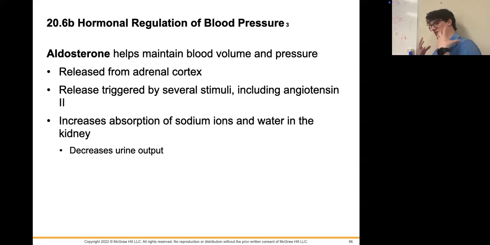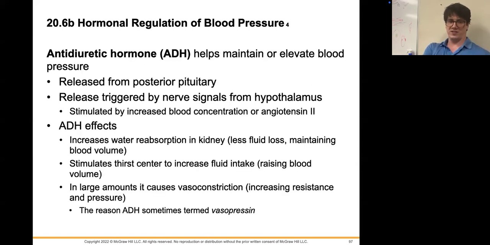Okay, so by doing this, you're essentially going to hold on to more sodium ions, and wherever sodium goes, water will follow. So if you're holding on to sodium ions in the blood, water will stay there with it. So blood pressure is going to stay high because fluid levels in the blood are staying high. Okay, and when that happens, you're also going to be decreasing urine output.